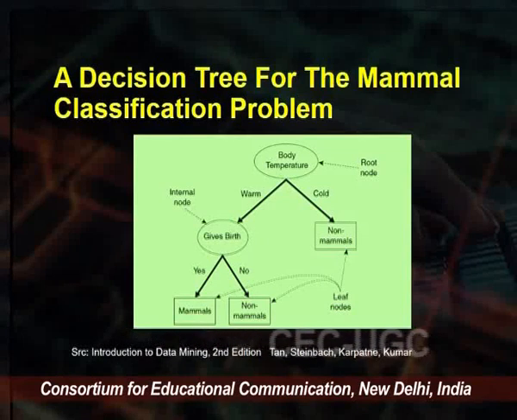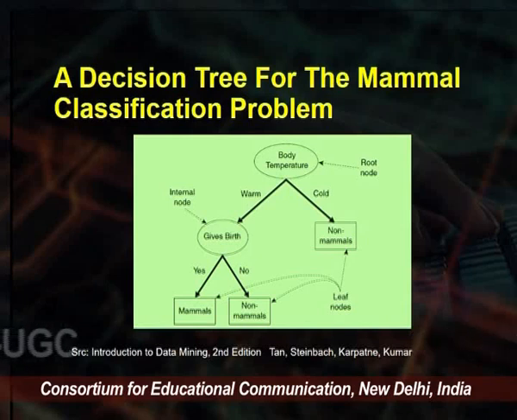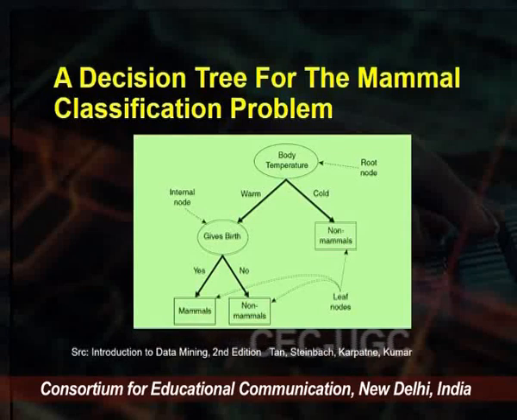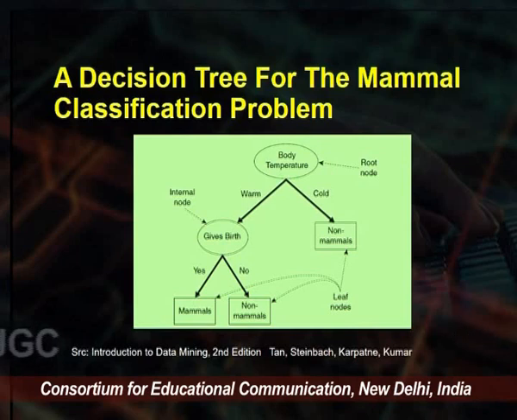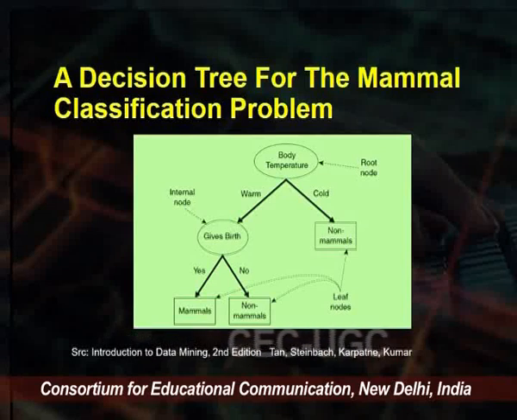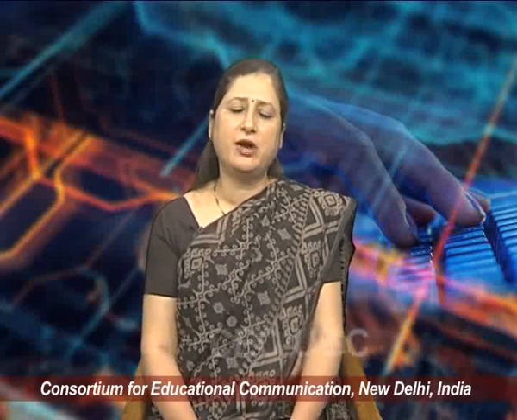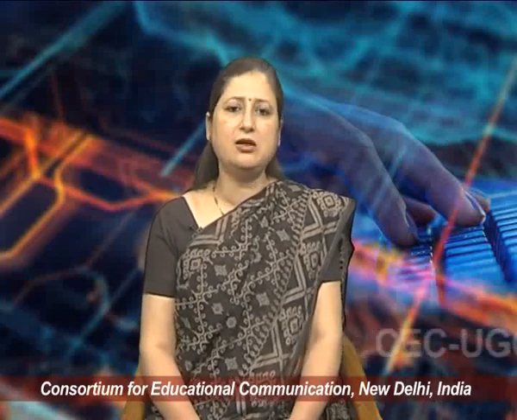Now if it is warm blooded, then the next attribute which needs to be checked is whether it gives birth or not. If the answer to the gives birth question is yes, then you come to the leaf node saying that it is a mammal. If the answer is no, then you come to the leaf node which says it is not a mammal. So the gives birth question is actually an internal node, and where you are able to identify the class as mammal or not mammal, that is the leaf node.